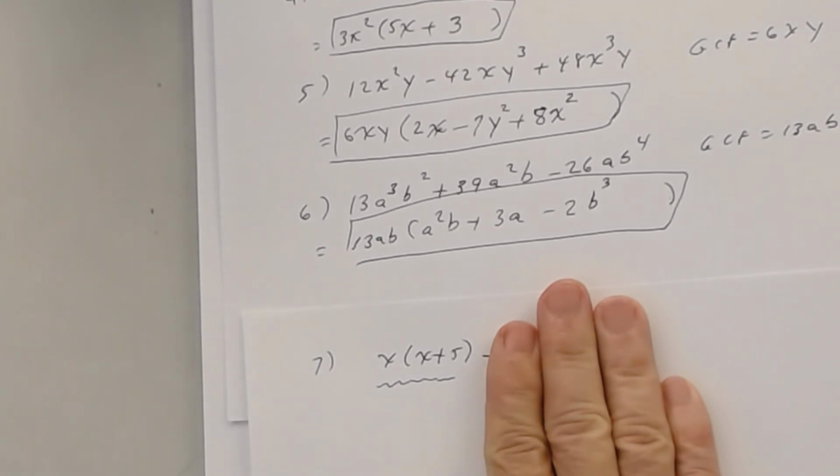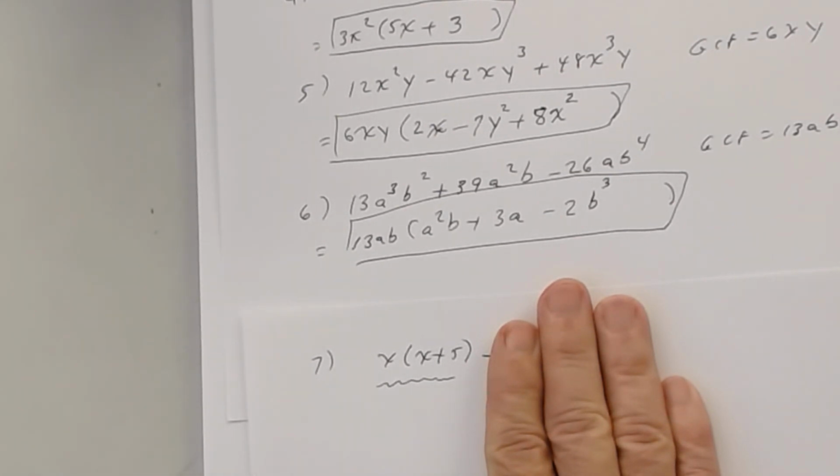5. Okay, so last time we talked about factors, right? We talk about factors, not terms. Factors are separated by the multiplication symbol. Read this to me. X times x plus 5. So tell me what's one of your factors? X. What's the other factor? X plus 5.